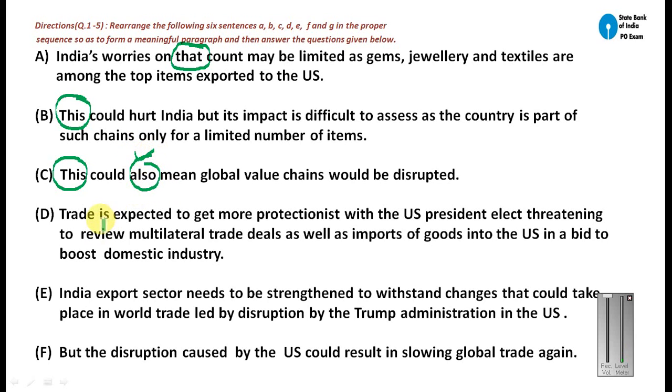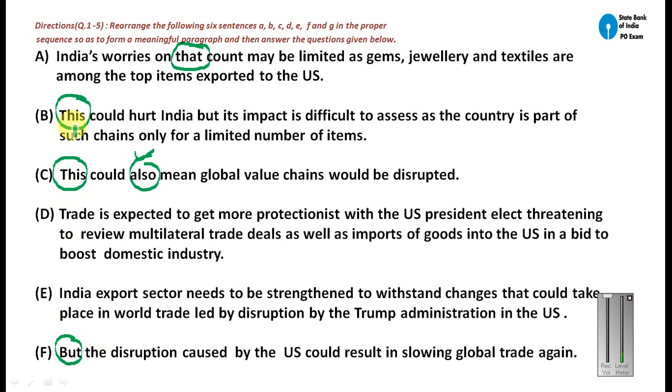Now, "Trade is expected to get more protectionist with the US president elect threatening." Now this sentence can definitely become the first sentence, and this sentence also, because both these sentences do not have any pronoun and they are talking about some particular subject. So either D or E can become the first sentence, and this sentence cannot become the first sentence because it contains a connector.